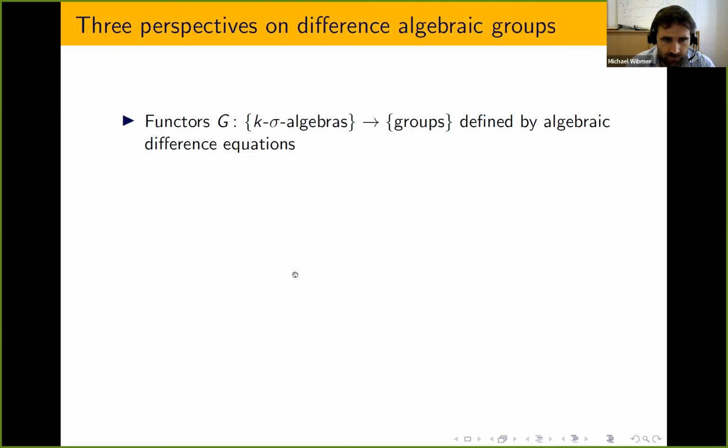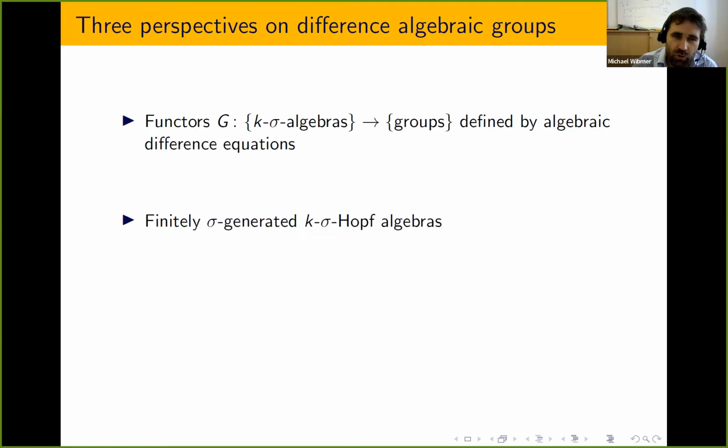All right, so here's a summary on difference algebraic groups, or let's say the perspectives. Three different ways to think of them. The first one is the definition. It's really groups defined by algebraic difference equations. Formally, we say it's a functor from K sigma algebras to groups that have this particular property, that they can be described by algebraic difference equations.